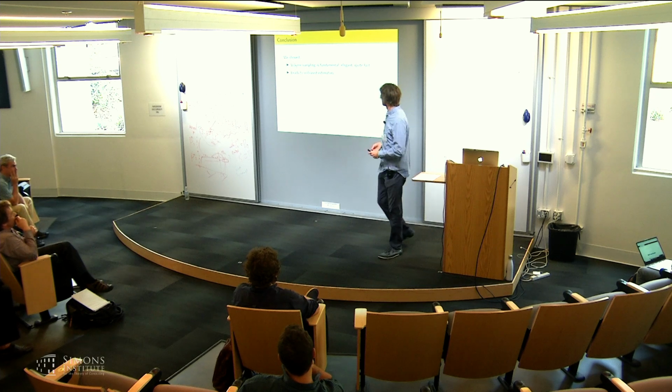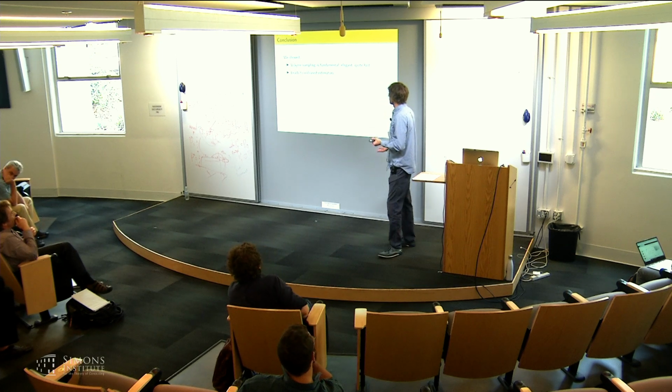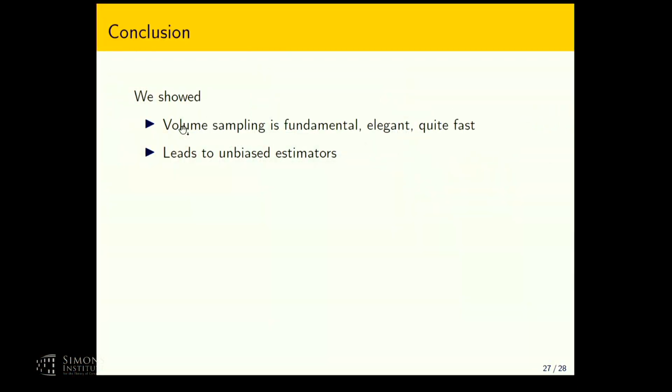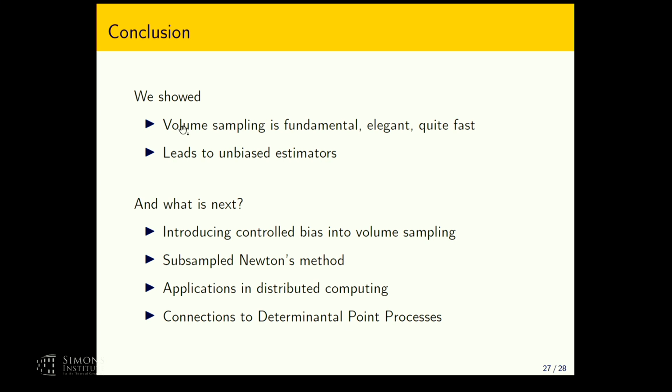Okay, so we show that volume sampling is a natural distribution to look at. It appears to be quite fast to run, and it leads to those new unbiased estimators. And there are many open problems, one that I mentioned, and questions related to it. You get those unbiased estimators, but what if you want to introduce bias, like with regularization? You want to control that bias, so that you know what the bias is, unlike for leverage score sampling, for example. There are also the applications to distributed methods.